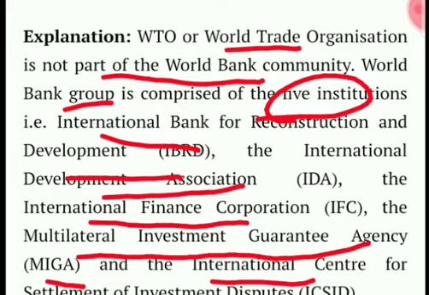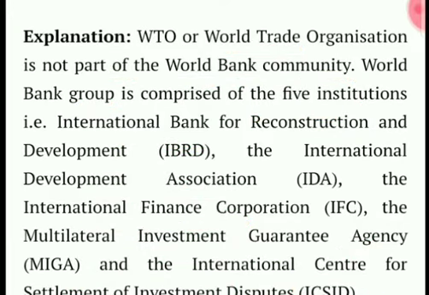Whatever disputes are related to investment have to be settled, so there is an international centre called ICSID. So there are basically 5 institutions in the World Bank: IBRD, IDA, IFC, MIGA, and ICSID. WTO is not a part of the World Bank community.